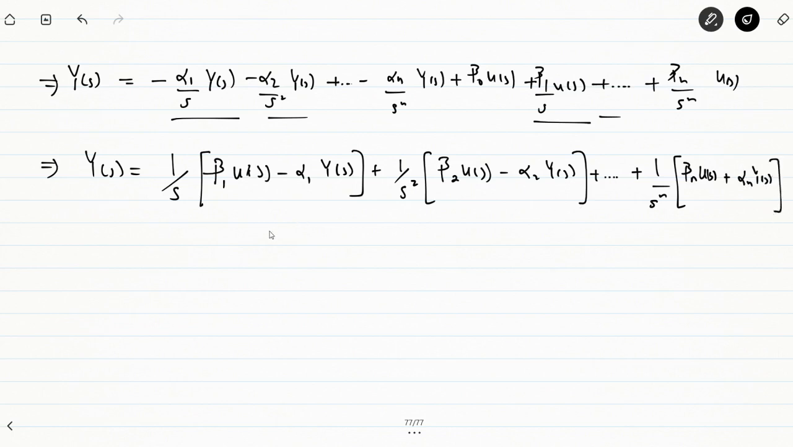So we have taken all these terms common. In the equation, one other term is left, that is beta naught U(s). Taking 1 by s, 1 by s^2, 1 by s^3, up to 1 by s^n common, these will be the factors that we get inside, plus beta naught U(s). So this is our equation that we will be modeling using block diagrams. We'll obtain the block diagram model of this equation.